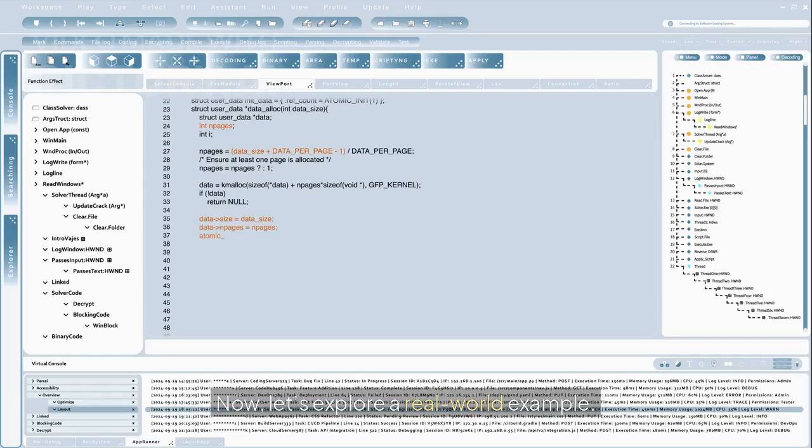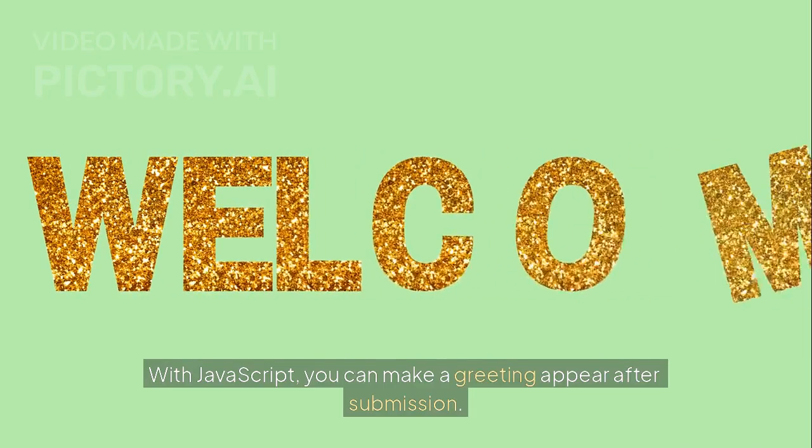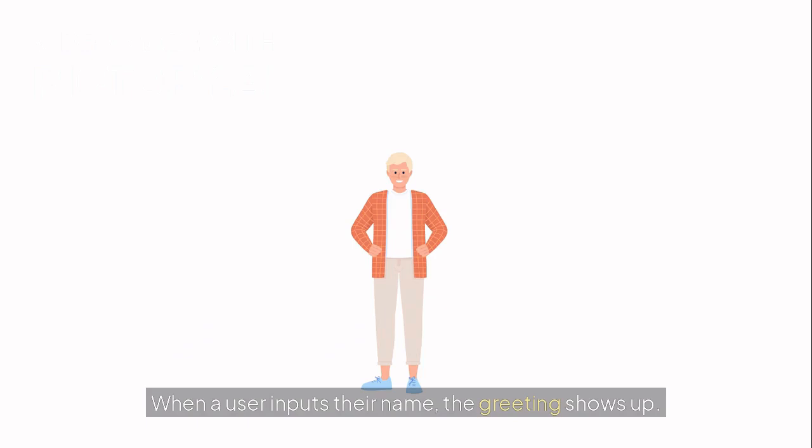Now, let's explore a real-world example. Consider a simple form that greets users. With JavaScript, you can make a greeting appear after submission. When a user inputs their name, the greeting shows up. It's interactive and personalizes their experience.